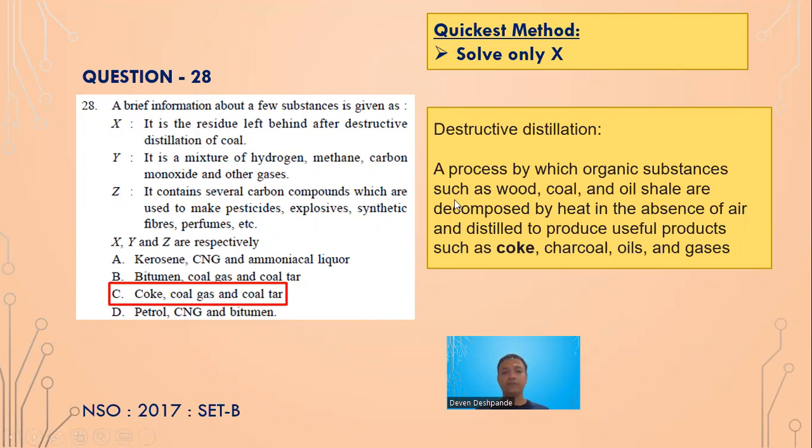It is coke. So what is destructive distillation? A process by which organic substances such as wood, coal, and oil shale are decomposed by heat in absence of air and distilled to produce useful products such as coke or charcoal or oils and gases. That is destructive distillation. So coke is the residue of destructive distillation of coal.